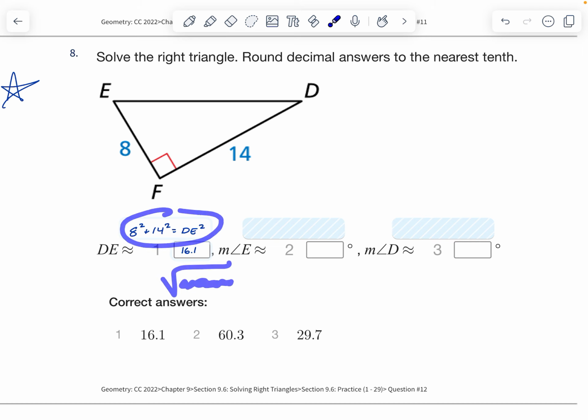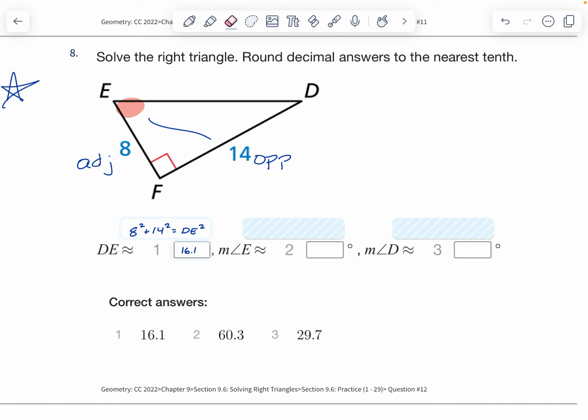I'm not exactly sure what that would be for 16.1. But I'm okay with you putting it as a decimal, and the problem says to round your answer to the nearest tenth. To find the measure of angle E, 14 is your opposite side, 8 is your adjacent side. So I know I'm going to have to use inverse tangent. Tangent uses opposite over adjacent, and that would get me the measure of angle E.